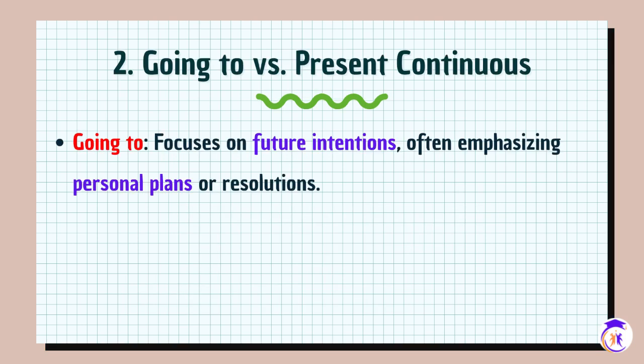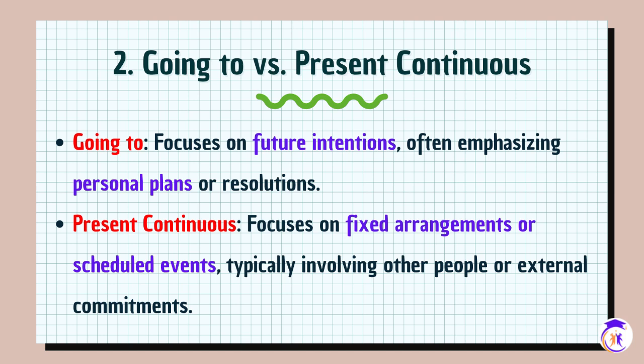Going to versus present continuous. Going to focuses on future intentions, often emphasizing personal plans or resolutions. Present continuous focuses on fixed arrangements or scheduled events, typically involving other people or external commitments.